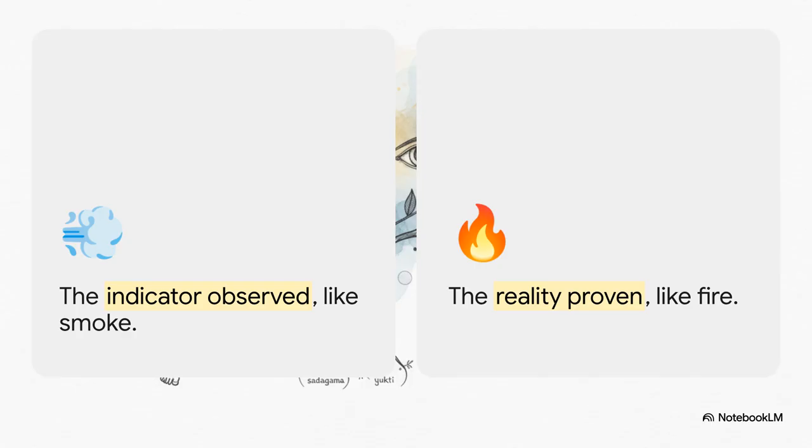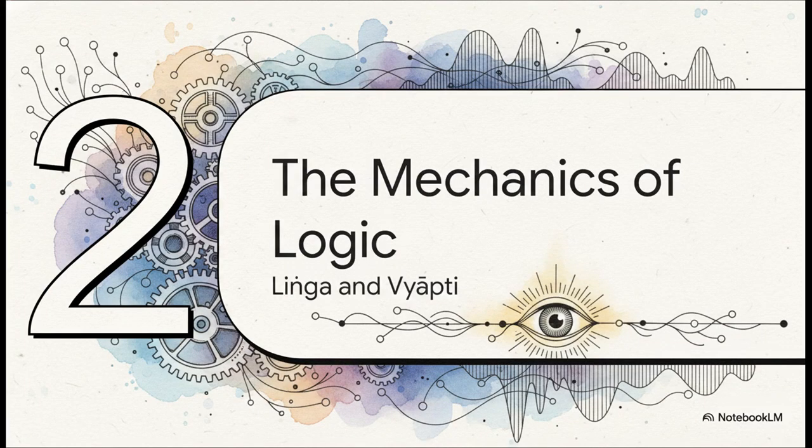This core concept of invariable concomitants, which is called vyapti, is split into two vital halves. On one side, you have the vyapya, the pervaded. Think of this as your clue. It's the indicator we physically observe, like smoke rising up in the distance. On the other side, we have the vyapaka, the pervader. This is the hidden reality being proven, like the fire itself. The indicator, the smoke, is completely pervaded by the reality of the fire. The rule is absolute, right? Wherever there is smoke, there is fire. The indicator literally cannot exist without the reality it proves. So inference is simply the reliable vehicle that takes our mind from the vyapya we can see to the vyapaka we cannot see.